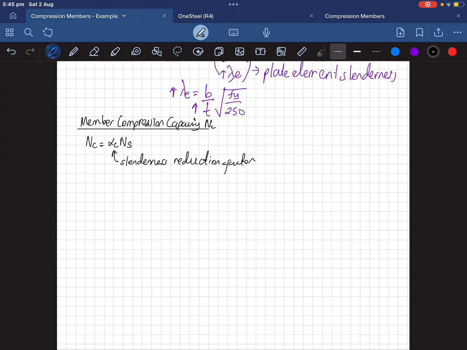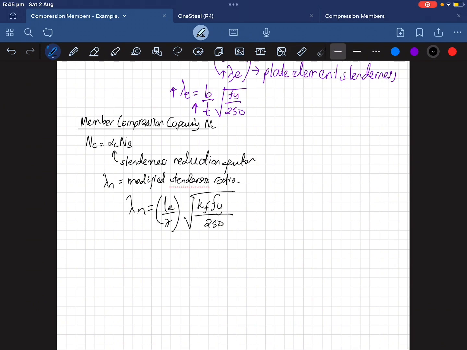There's a few factors that go into calculating this. The first one is you need to know what the modified slenderness ratio lambda n is. So this is the modified slenderness ratio, and lambda n in this case equals LE over R multiplied by the square root of KF, which is the form factor, times Fy divided by 250. Okay.